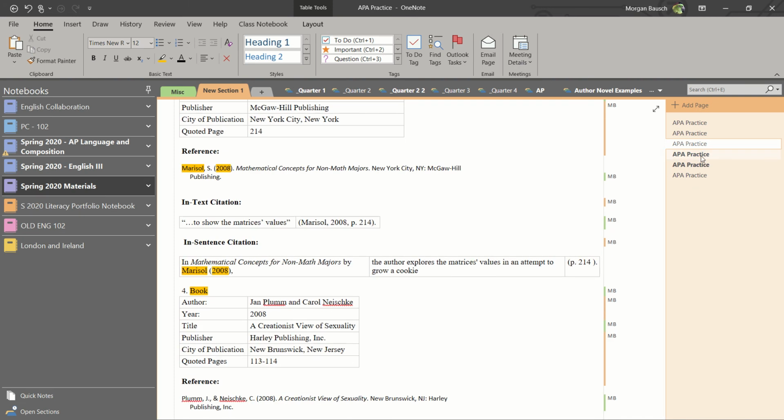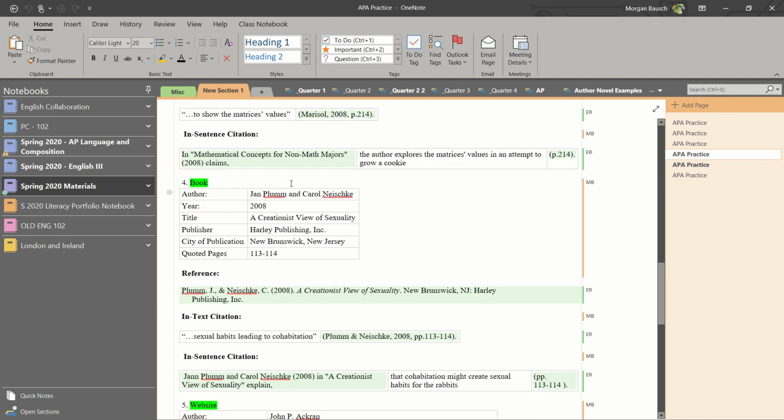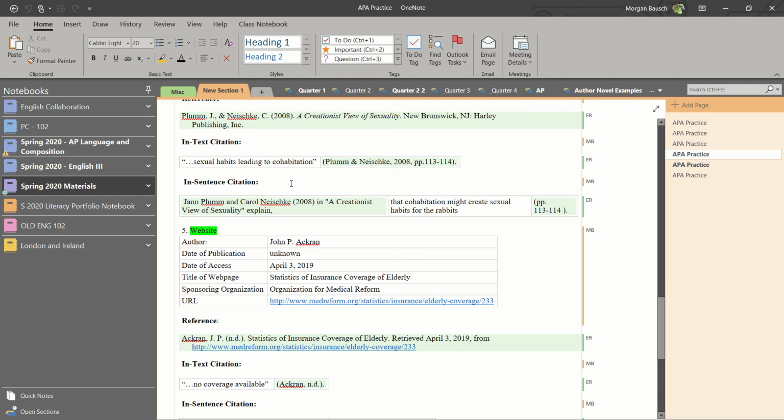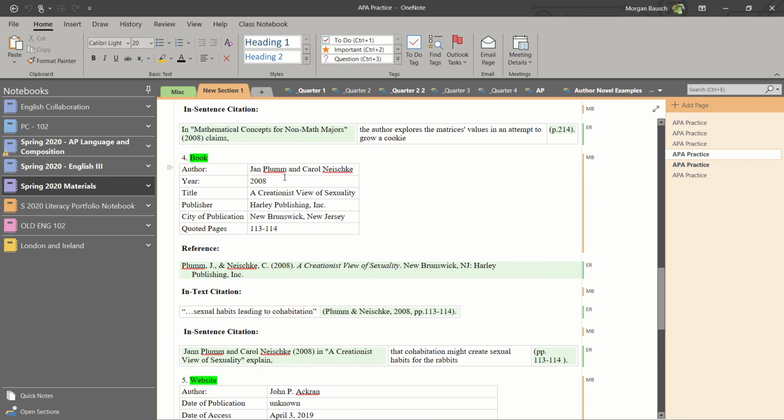So moving on into the next one, we have a book. So we have two authors again. You have a year, you have the title of the book, you have the publishing information, and the quoted page this time go from 113 to 114. Now that changes a few things. So this person did create the correct reference. We have Plum and Nishiki. We have the first initials by themselves. That's correct. You have 2008. That's correct. The book is in italics whenever you mention it, and then you have publishing information.